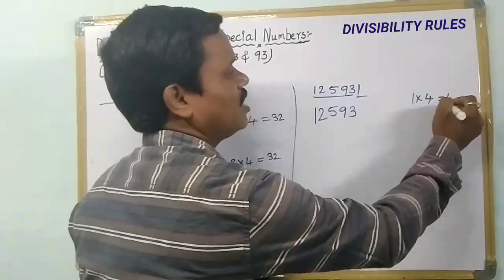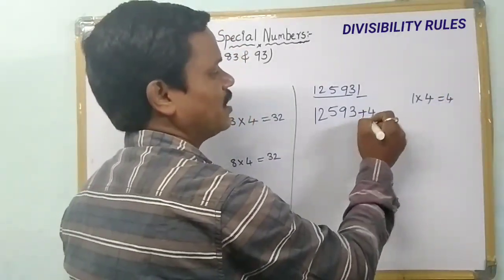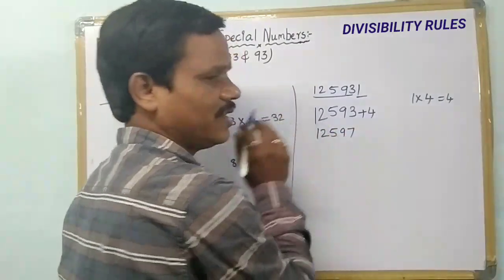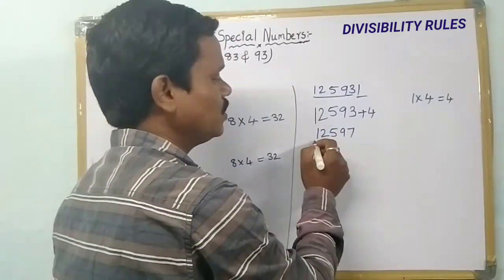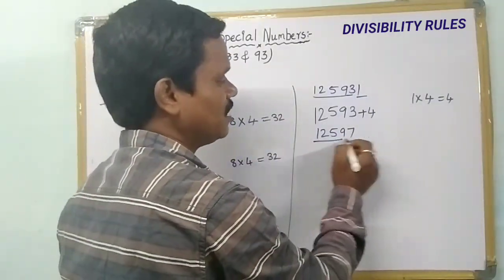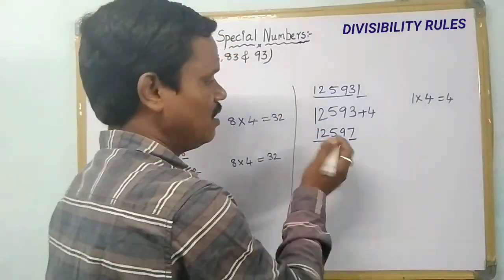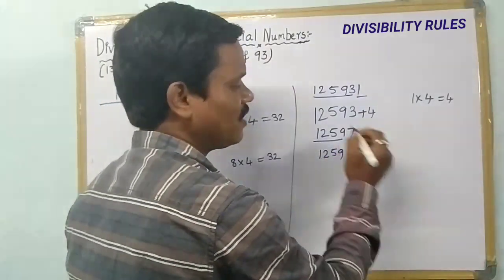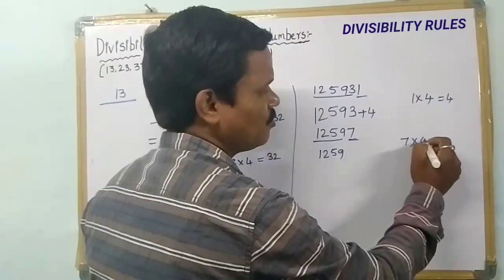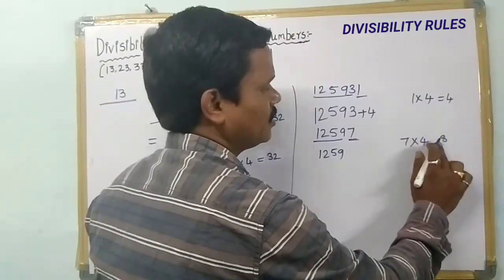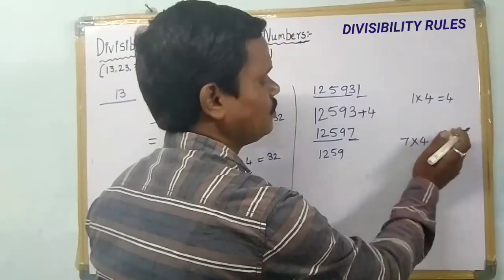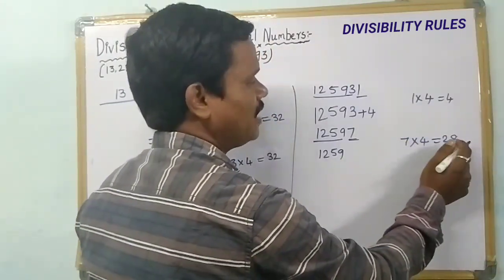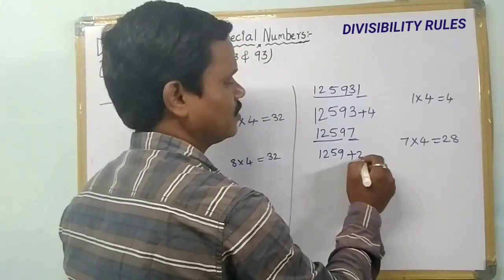Now what is the value? 4. Add to the second part. This gives 12597. This is a new dividend. Now again divide it into two parts. This is the second part. This is the first part. Now write the second part as it is and multiply the first part by 4. 7 times 4 is 28. Add 28 to the second part.